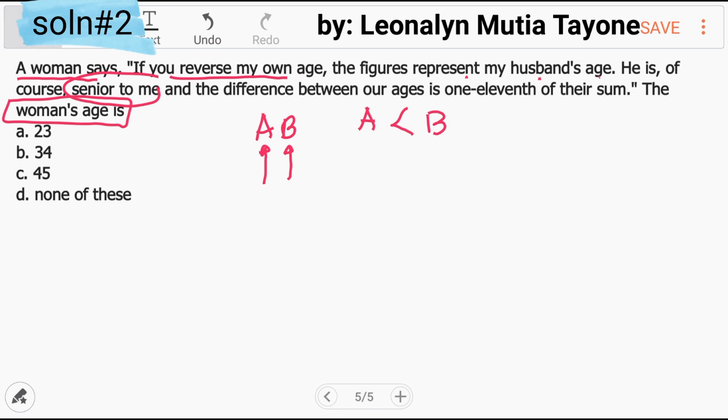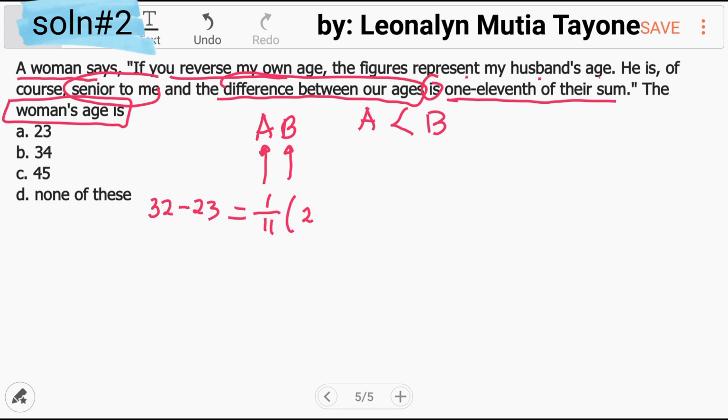Isa-isahin natin. The difference between our ages. So, kabaliktaran ni 23 ay 32. So, 32 minus 23 is, equals yan siya, 1/11th of their sum. So, 1 over 11 sa sum daw ni 23 plus 32. So, 32 minus 23 and that is equals to 9.